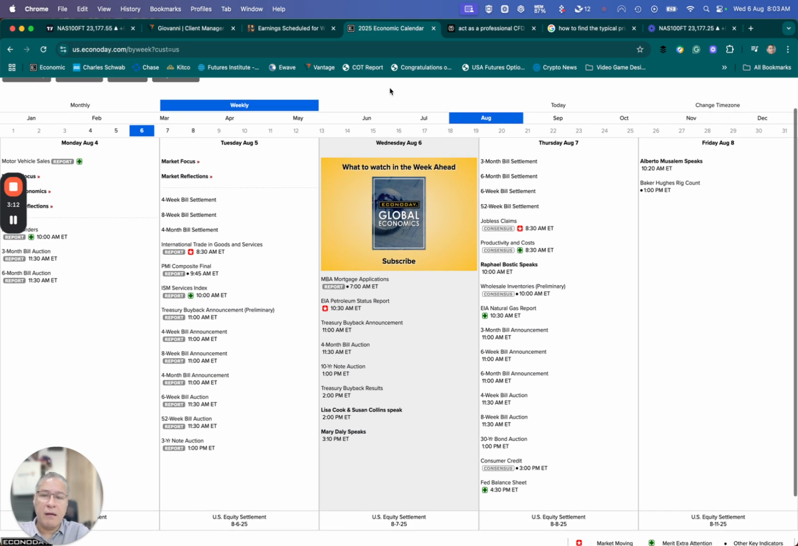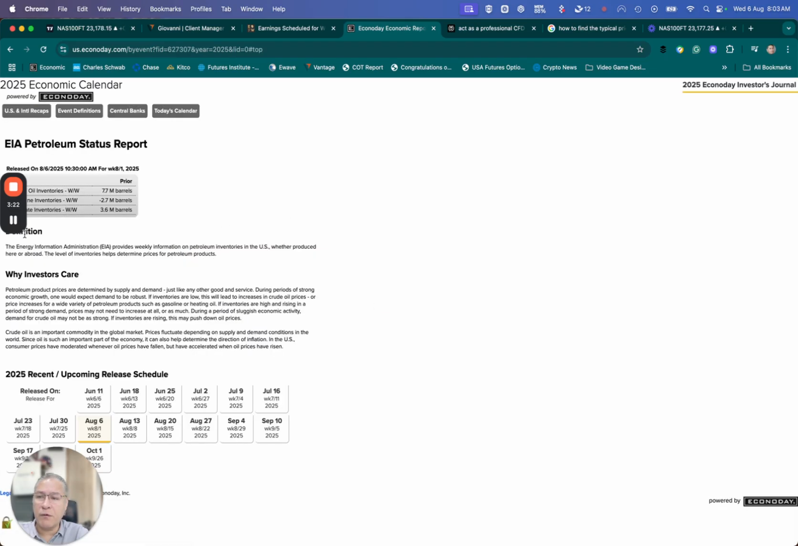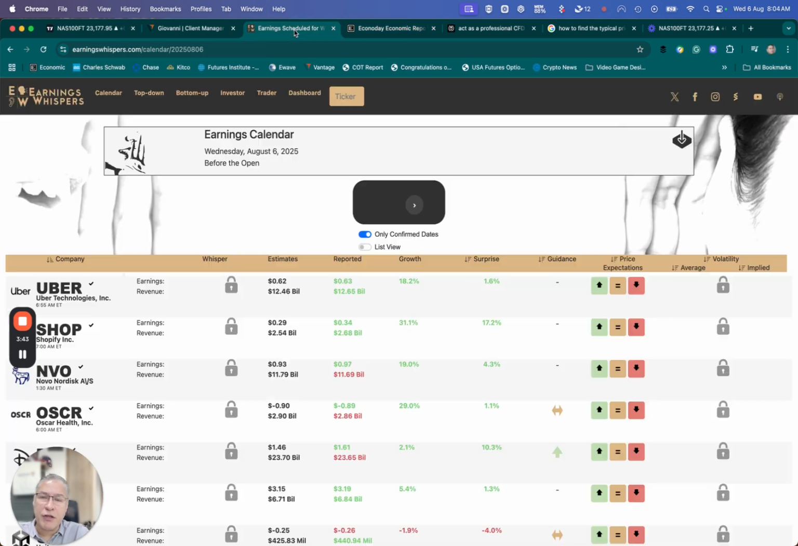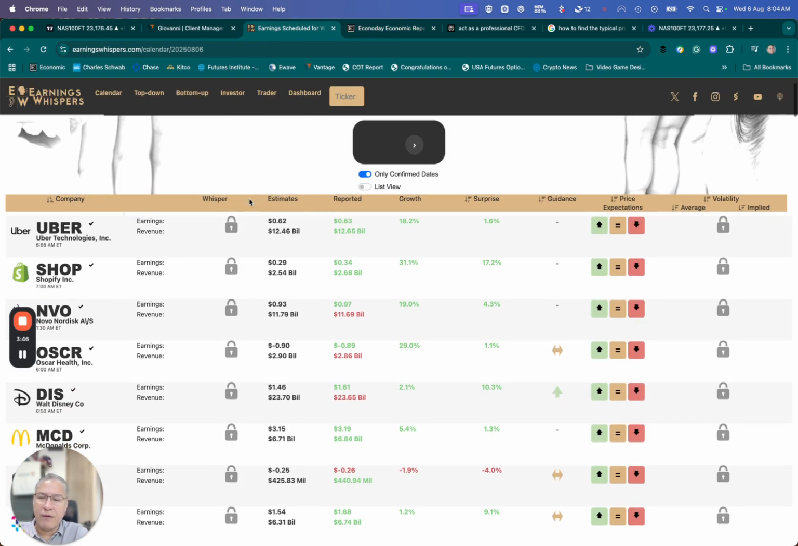So for today, we basically have the EIA petroleum status report. Let's take a look at what the consensus is looking to be for today. So they're saying that the prior was 7.7 million barrels. Okay, so anything of such value or lower than that, we could probably come in and speculate fluctuation in the markets. In regards to earnings, which companies do we have here reporting today?